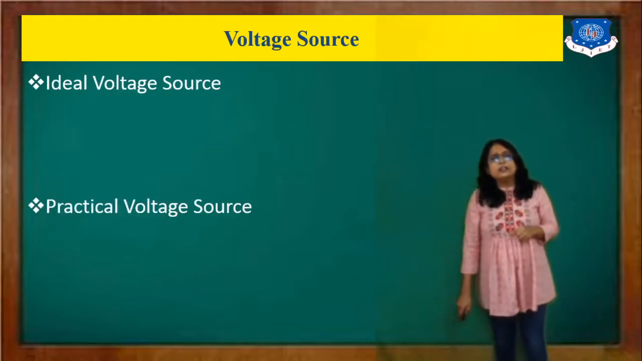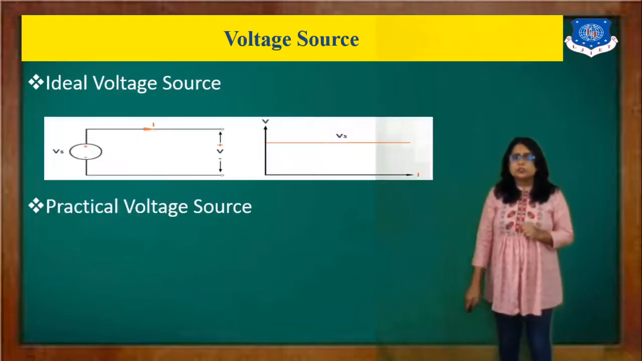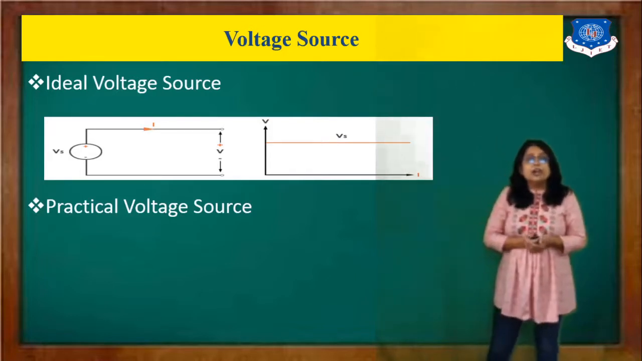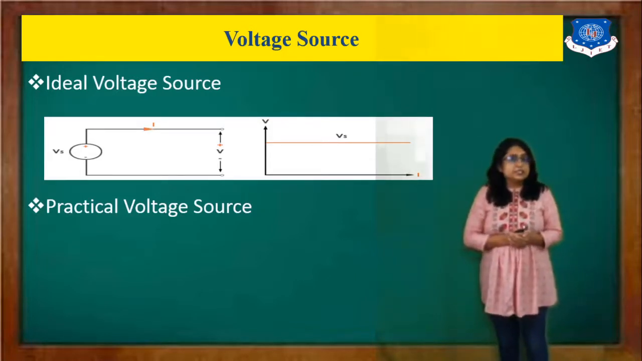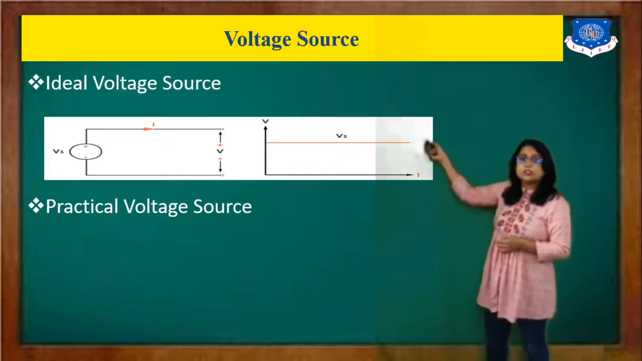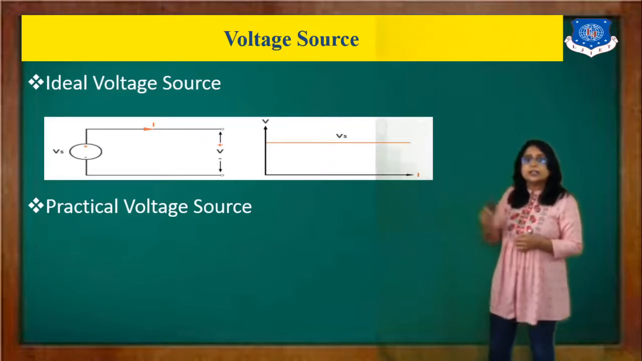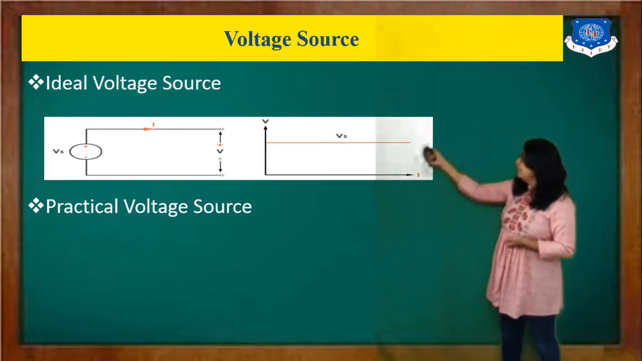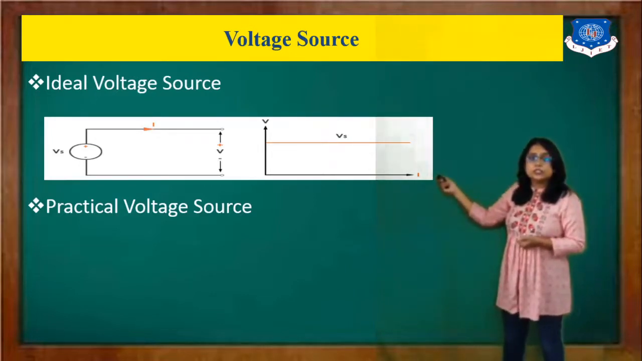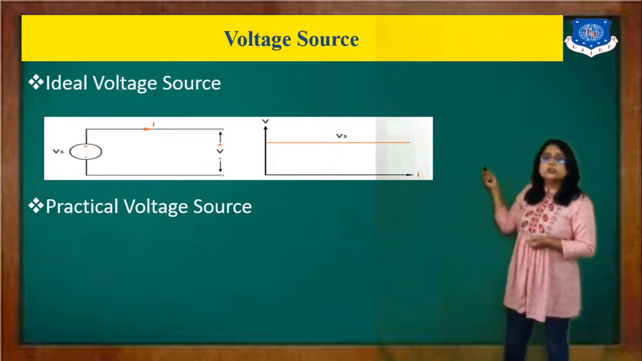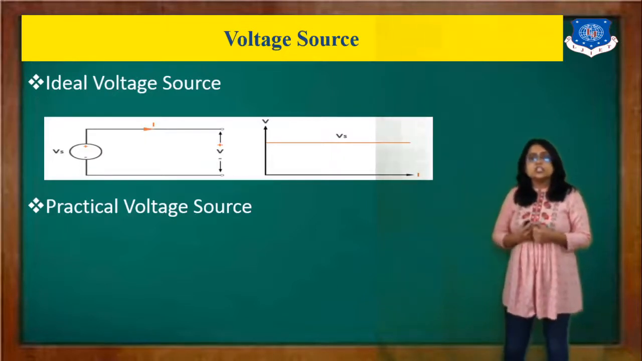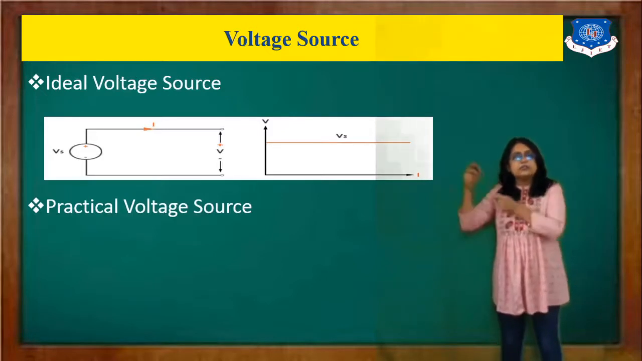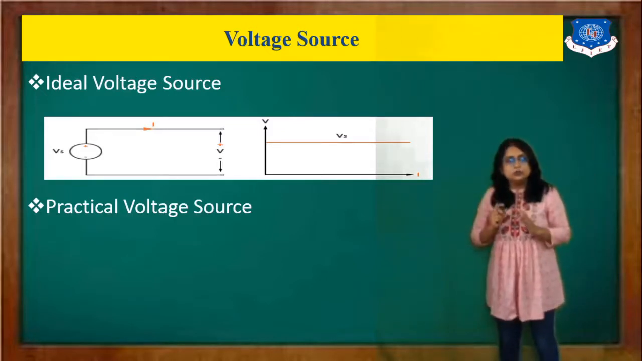Now, for an ideal voltage source and practical voltage source, see this is the graph. As I say, the value of resistance is 0. That means it is a short circuit. So see in the first diagram, as such, there is no resistor. And if we see the VI characteristic, then we will get one straight line. Because as such, there is no voltage drop. So whatever the V is there, we will get at the load.